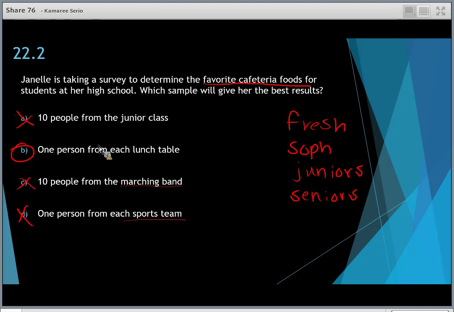And if you think about it, whenever you are in high school, you have lunch, usually with all 4 of these grade levels, and people usually sit with their grade level at a table. So B actually makes the most sense here. Fifth letter of the quiz code is H as in hat.